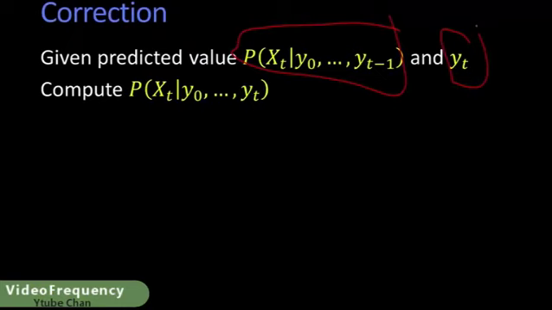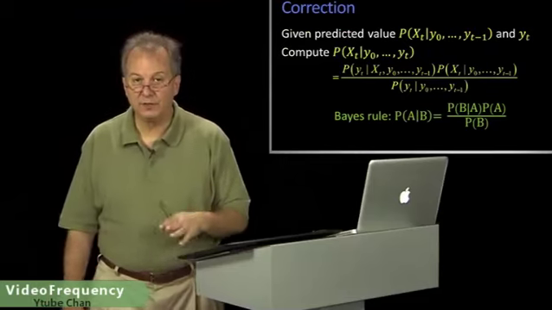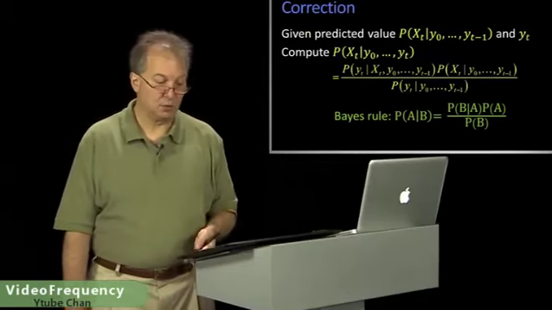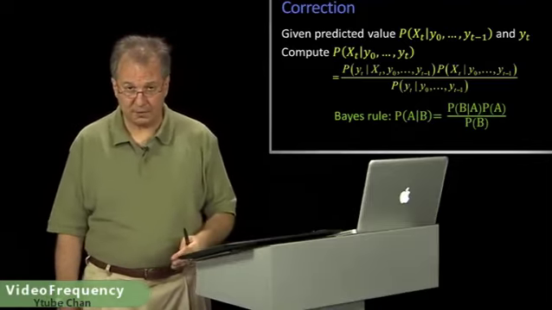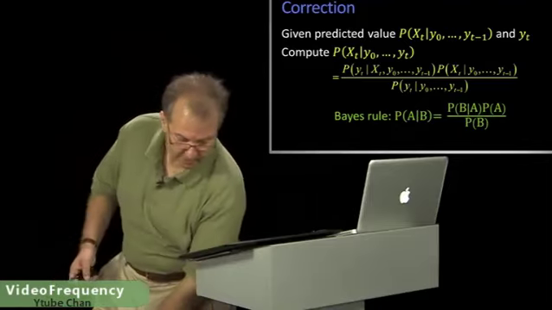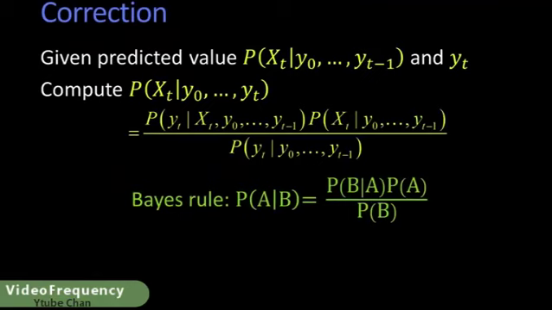What do we want? We want the new corrected value, x of t given y's through yt. So we're folding in the new measurement, all right? The way we're going to do that is we're going to make use of Bayes' rule, and I have written down here for those of you who don't remember Bayes' rule and don't have it tattooed on the inside of your right thigh. But here basically is what we're doing, right?